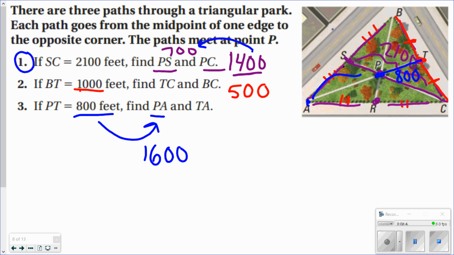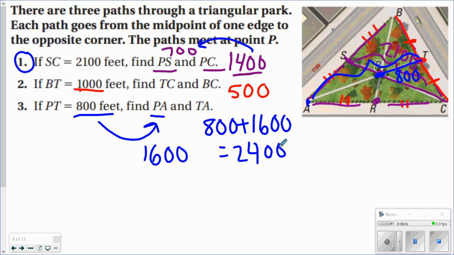Now TA. TA is this entire segment. So to figure out what is the length of TA, I just need to add up 800 plus 1,600, which gives me 2,400. And I'm done.